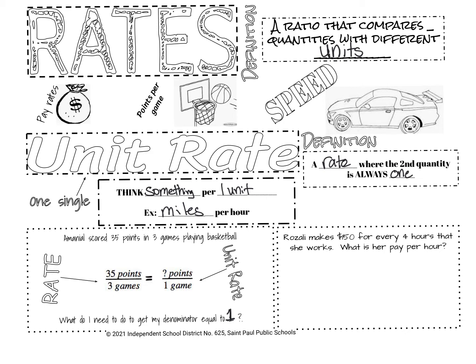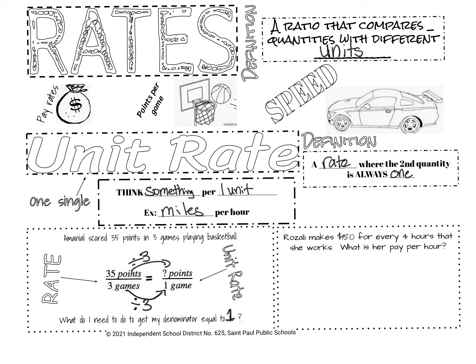Kind of like what we were doing with some of our ratio stuff. So what am I doing to 3 to get to 1? So I'm going to divide by 3. And just like with all of our ratios, if I do it to the bottom, if I do it to one number, I have to make sure I also do it to the other number to keep it equivalent. So here, I'm going to take 35 divided by 3.